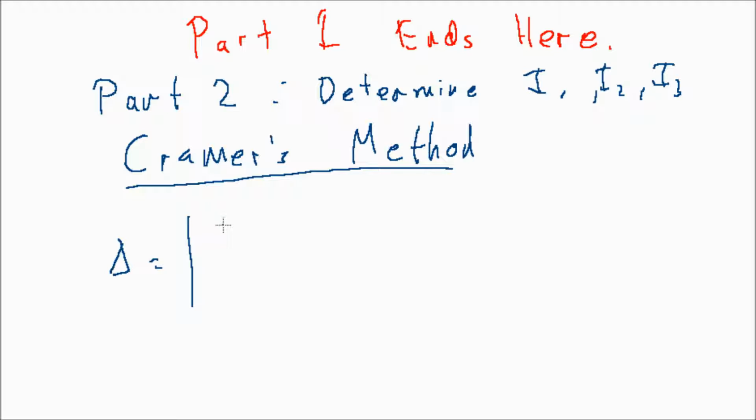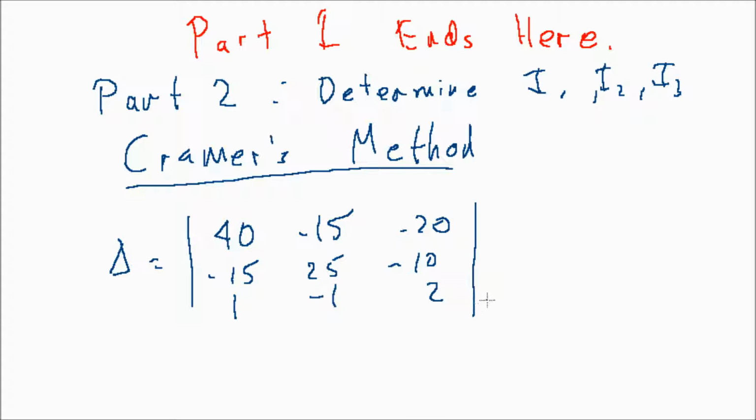So we have the three equations, and the constants in these equations are 40, minus 15, and minus 20. Then minus 15, 25, and minus 10. And then the last one is 1, minus 1, and 2. And we're going to call the other part D, which is just the results: 0, 120, and 0. This is going to make things a little easier because we've got zeros in here that work really nicely.